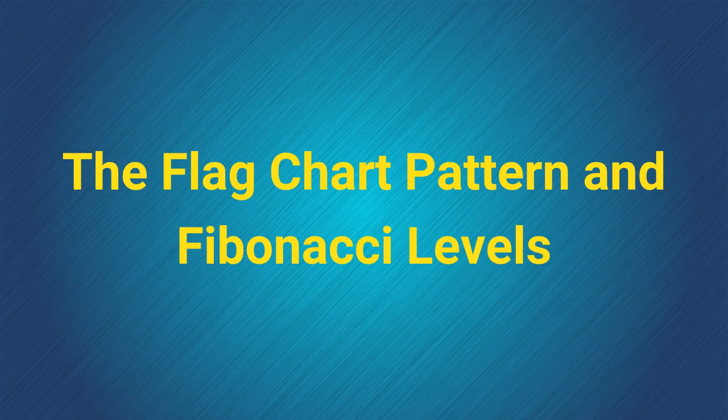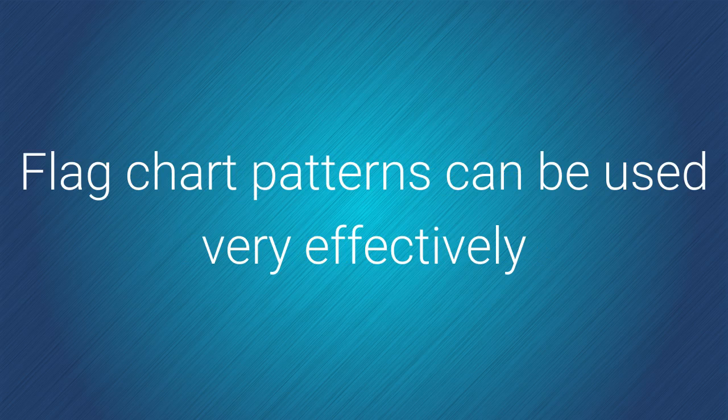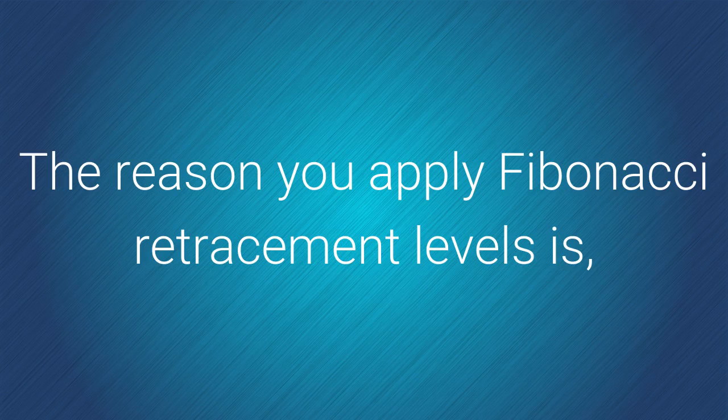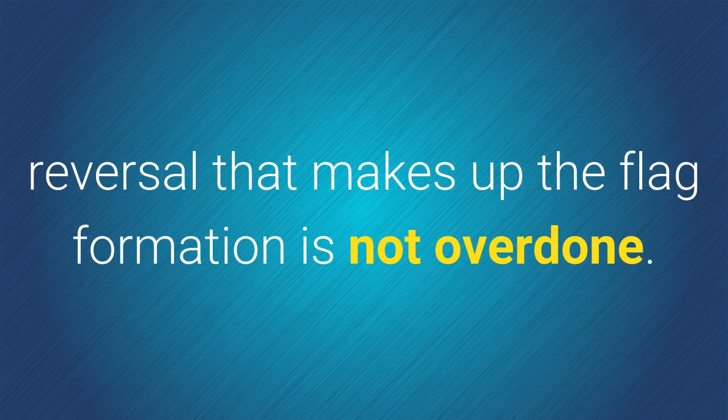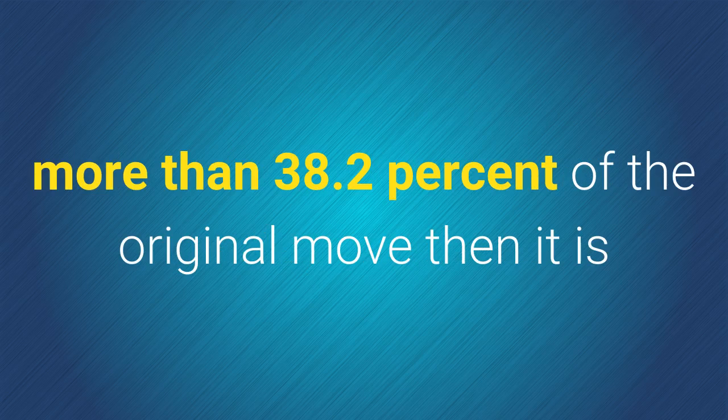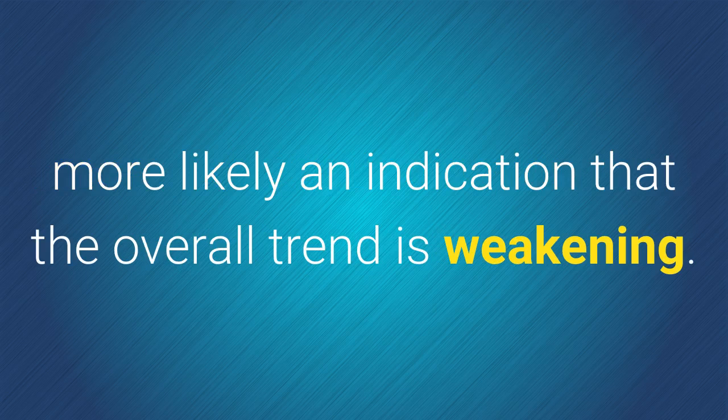The flag chart pattern and Fibonacci levels. Flag chart patterns can be used very effectively in conjunction with Fibonacci retracement levels. The reason you apply Fibonacci retracement levels is that you want to ensure that the temporary reversal that makes up the flag formation is not overdone. If the price action that forms the flag falls back more than 38.2% of the original move, then it is more likely an indication that the overall trend is weakening.